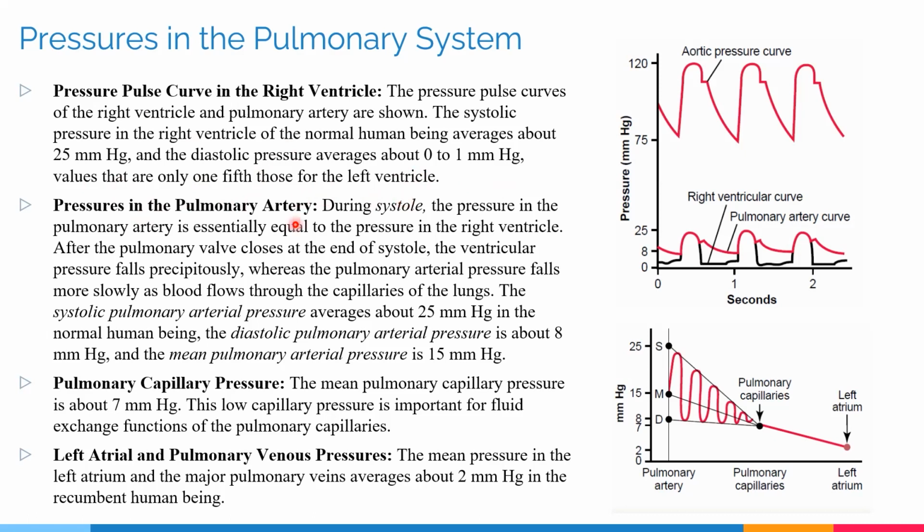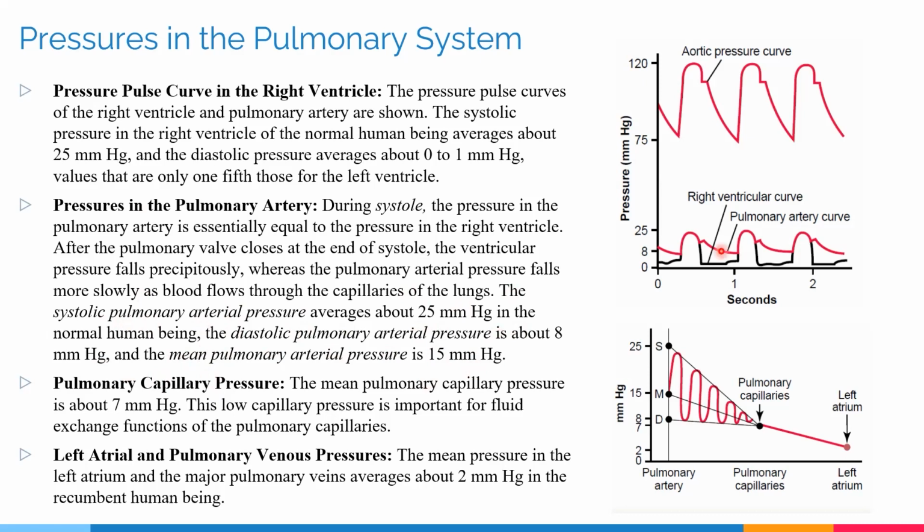The pressure in the pulmonary artery. During systole, the pressure in the pulmonary artery is essentially equal to the pressure in the right ventricle. After the pulmonary valve closes at the end of systole, the ventricular pressure falls precipitously, whereas the pulmonary artery pressure falls more slowly as blood flows through the capillaries in the lungs. The systolic pulmonary artery pressure averages about 25 millimeters of mercury in the normal human being. The diastolic pulmonary arterial pressure is about 8 millimeters of mercury, and thus the mean is about 15 millimeters of mercury.